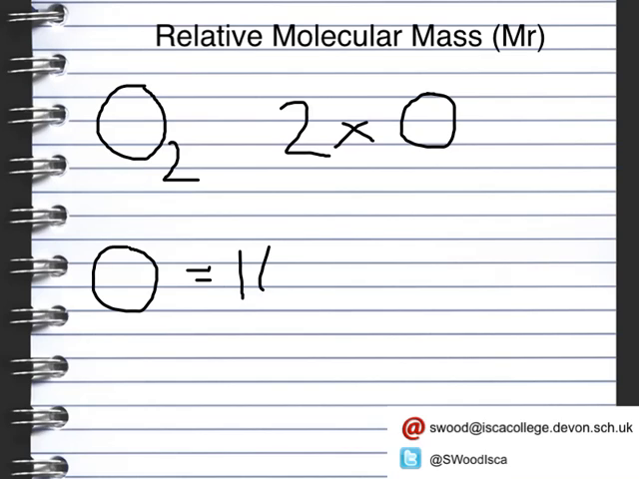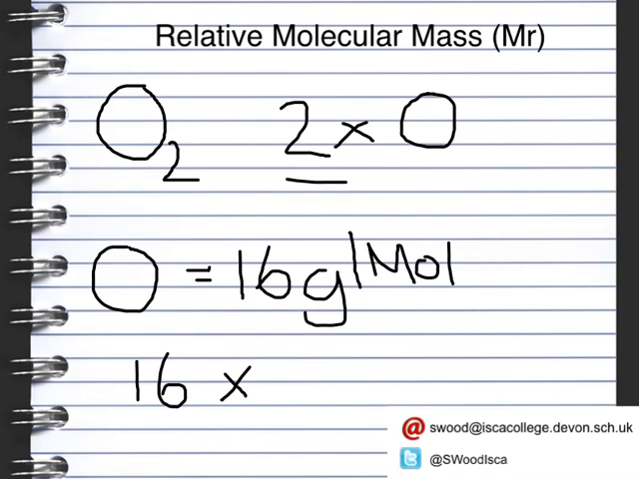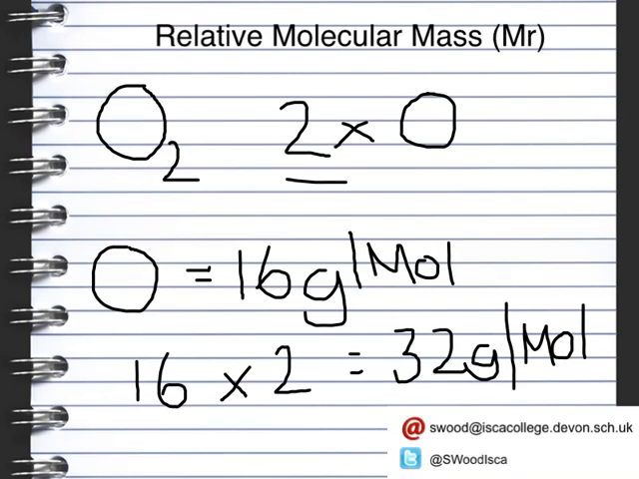of 16 grams per mole. Because we've got 2 of them, we do 16 times 2, which equals 32 grams per mole. So that is what the relative molecular mass of oxygen will be.